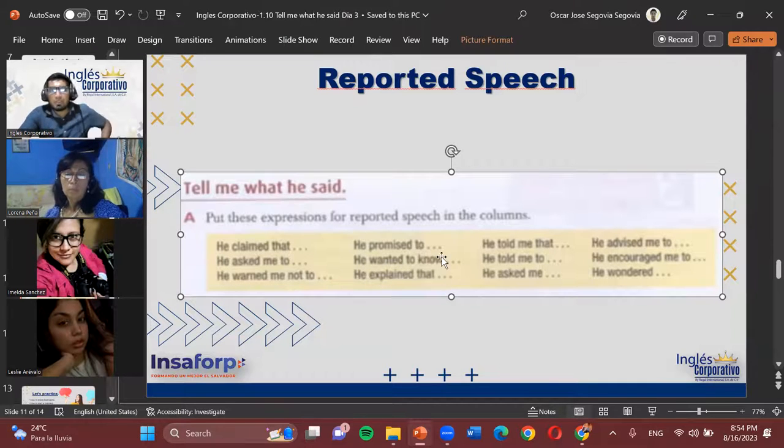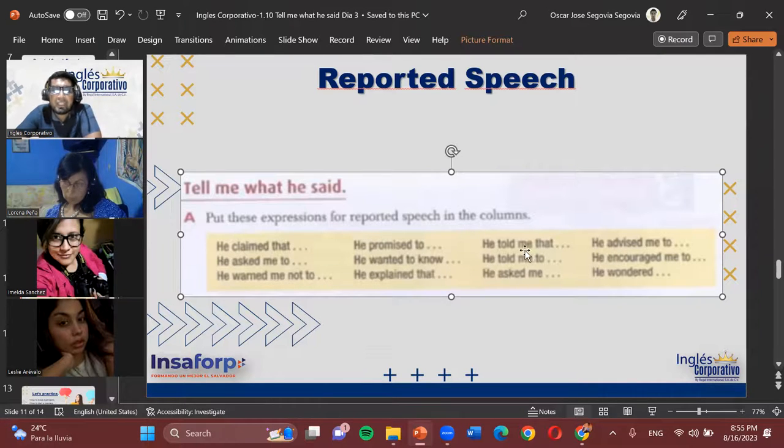Then he wanted to know. This one is not necessarily common. Oh, wait, no, it's the contrary. It's one of the most common ones because this is the one that you use, for example, when someone comes to your workplace and they're asking something about the processes that you do. And you report this to your boss or to a coworker that is asking, like, what did that person want? So, yeah, you can say he wanted to know, and then you explain the rest of the report. Then he explained that. This is, of course, used when you're passing over information to somebody else, someone who maybe wasn't present at a meeting or something like that. So, yeah, he explained that.